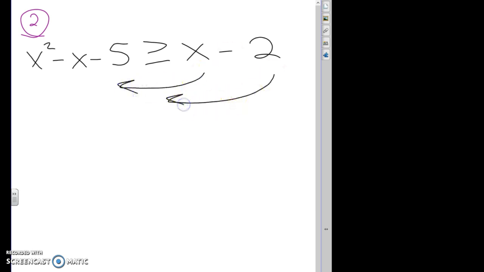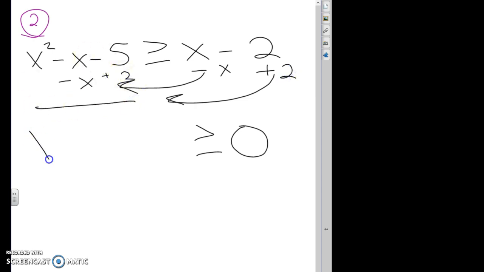Okay, if it started off with x squared minus x minus 5 greater than or equal to x minus 2. All right, well, the first thing we want to do is bring both of these over because we want a 0 sitting over here on the right side. So 0 right there. Over here, I would be subtracting the x and adding the 2. So it's going to say x squared minus 2x minus 3 greater than or equal to 0.